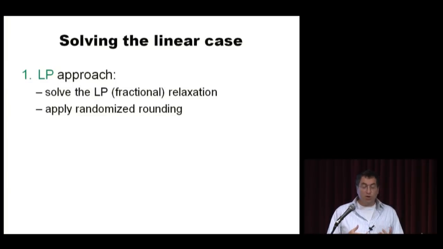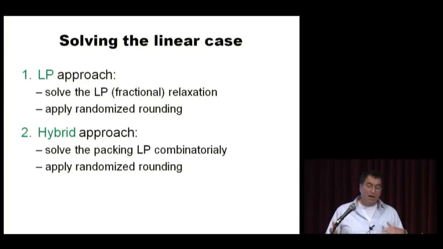First of all, solve the LP fractional problem, the fractional relaxation. Assume that variables, instead of 0 and 1, will be between 0 and 1. X, instead of being either 0 or 1, is between 0 and 1. And then use the classical method of randomized rounding. This is the LP approach.